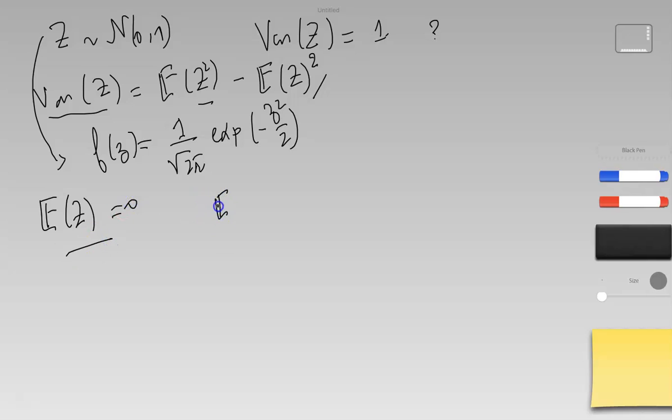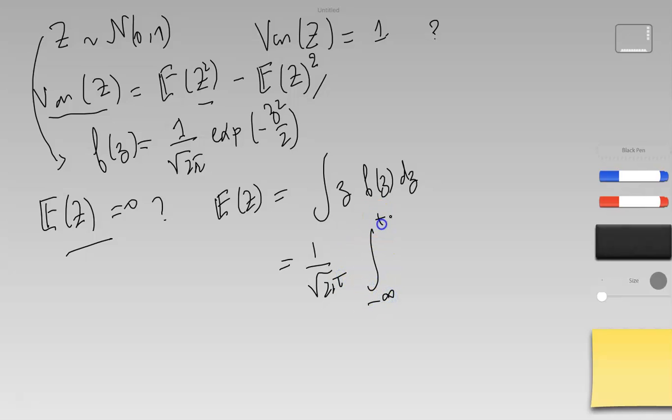Why? Because the expectation of Z is equal to the integral of z f_Z(z) dz. It is then equal to 1 over square root of 2 pi, the integral from minus infinity to infinity of z exponential of minus z squared over 2 dz. So z exponential of minus z squared over 2 is an odd function, and we are computing an integral on an interval centered at 0, so this is 0.